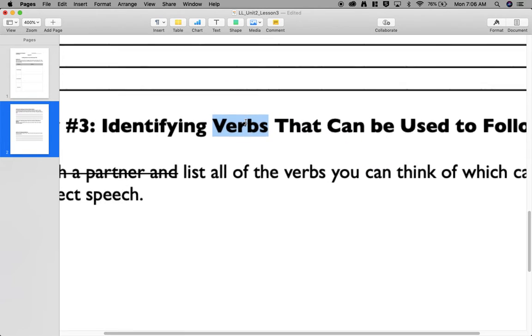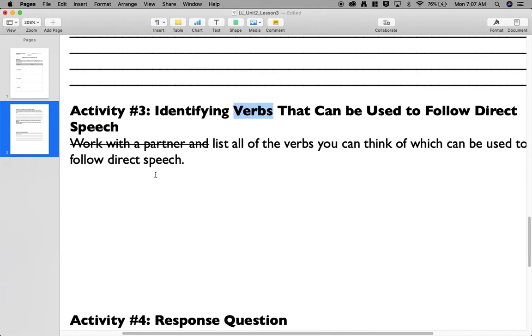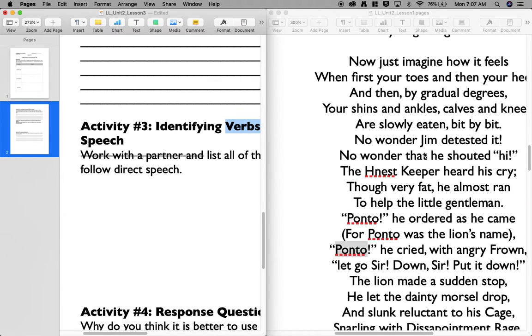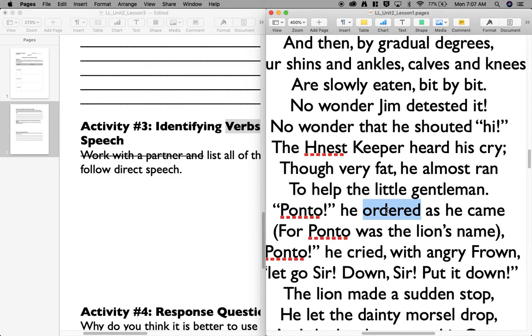Now, what is a verb? It's an action word, isn't it? Things that are actions. So you're going to find verbs that follow direct speech. Now, there's not a lot of speech, so I can't give you a lot of examples, but I will show you this one. "Ponto," he ordered. Okay? So take a look at direct speech and see what the verb was. "Ponto," he ordered. That is an example of the verb that I'm looking for. It is directly linked to the direct speech. So the action that's directly linked to the speech.